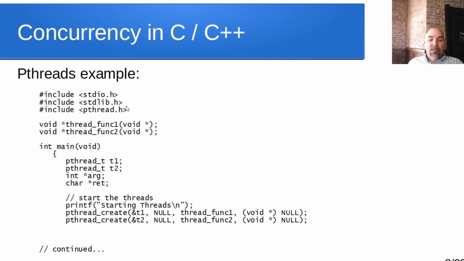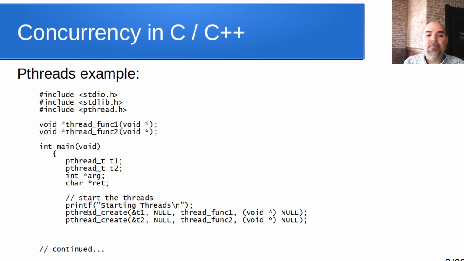Probably the best way to understand this is to look at a quick example. The only thing I had to include is pthread.h. These are function prototypes for the two thread functions I'm going to create. A void pointer is what's passed to them and a void pointer is what they return, which matches how pthreads wants its threads to be set up. Down here I have the pthread_t type for thread 1 and thread 2, to hold the thread IDs we talked about for those two threads.